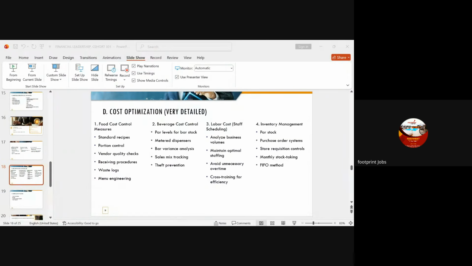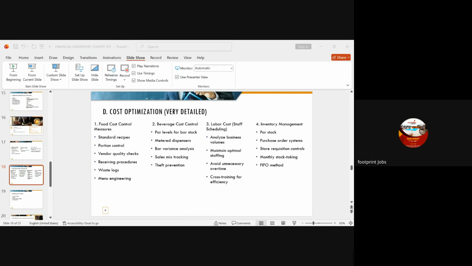Then the fourth one is inventory management. Par level, which I've talked about, periodic automatic replenishment. So for you to be able to get your inventory right, there are certain things you need to put in place. Now, number one, like I said, is par level or par stock. It's a periodic automatic replenishment of stock.